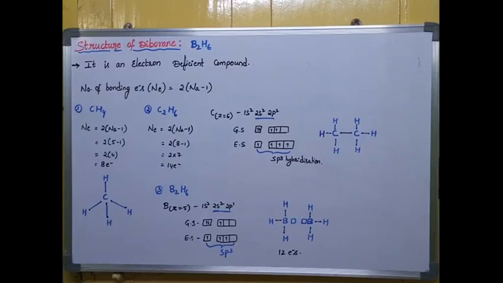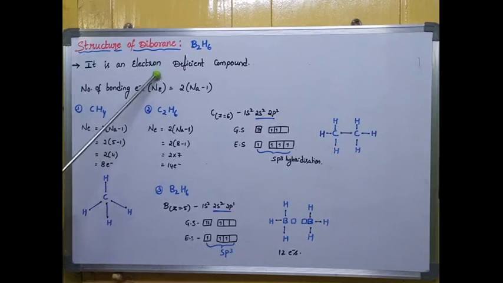Hello students, in today's class I am going to discuss the structure of diborane. Already we have discussed preparation methods and properties of diborane. So let us see the structure. It is an electron deficient compound. So what do we mean by an electron deficient compound?